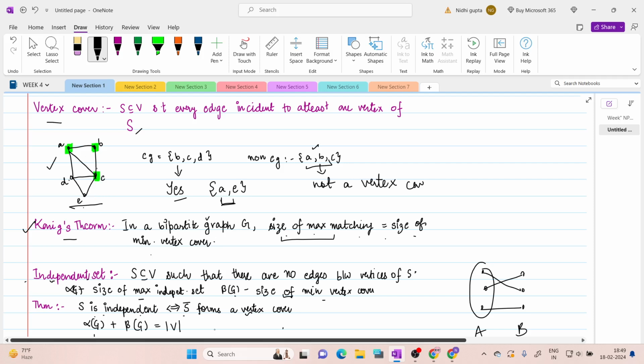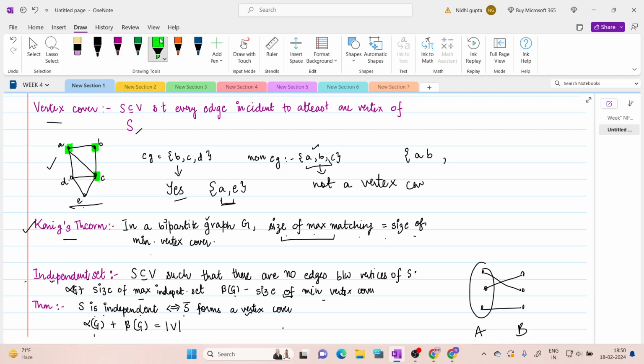So basically you have to select some specific edges which are covering all the vertices. Can you give me an example of an edge cover in this graph? What about AB? So what about this? AB, DC and CE. Is it an edge cover?